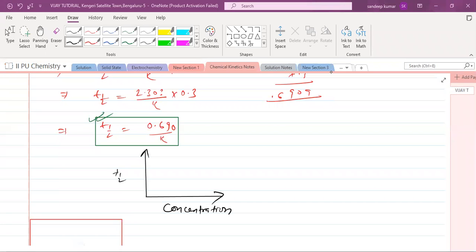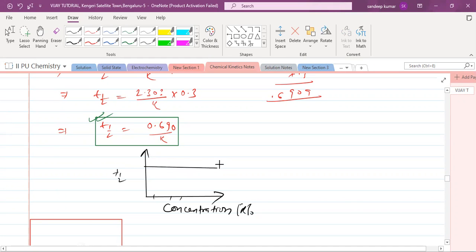You can see here, as T half is independent of the initial concentration, whatever concentration you keep, T half remains the same. So the graph is like this: T half versus initial concentration. This is a very important expression. They may ask you to derive an expression of T half for a first order reaction. T half is 0.693 by K.